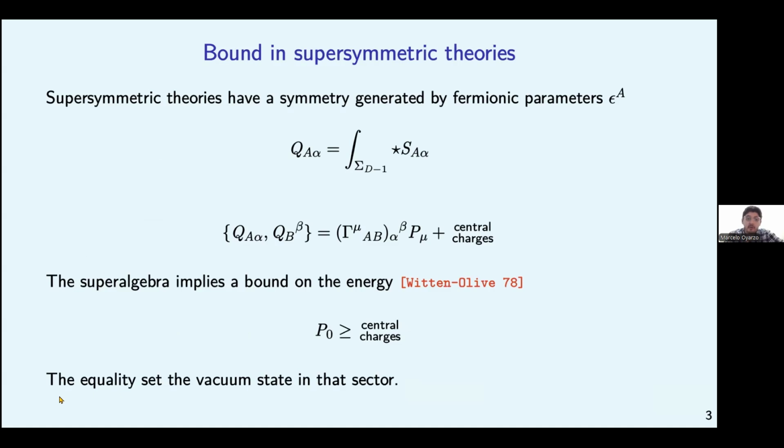Okay, so the first ingredient that I need is that supersymmetric theories have a symmetry generated by a fermionic parameter. So by virtue of the Noether theorem, we will have some supercharges, some conserved charges that are integrals on a codimension 1 surface. And then if you compute the Dirac bracket between the supercharges, you will find that they close on other conserved charges as usual, plus a possible central extension. Okay, so what I want to stress at this point is that this superalgebra will imply in general a bound on the energy. So the energy will be bounded from below, and the equality will hold for the vacuum state of the configuration.